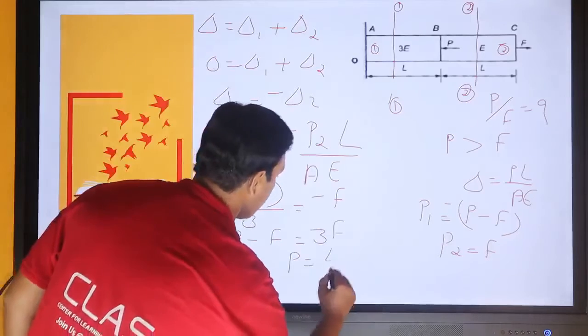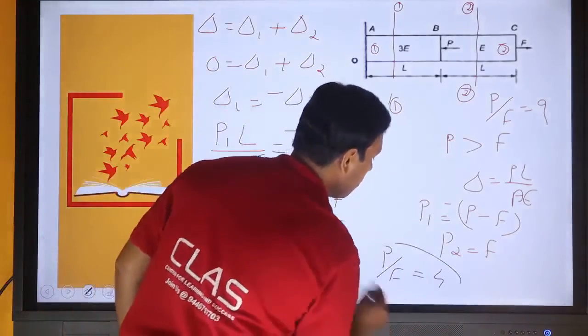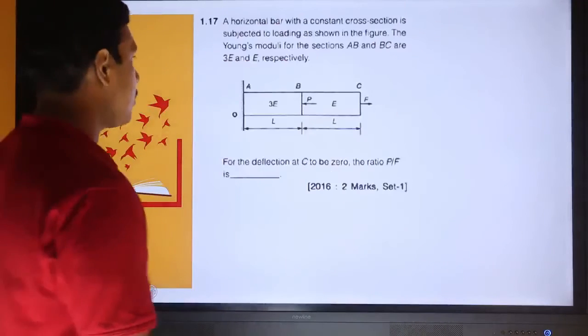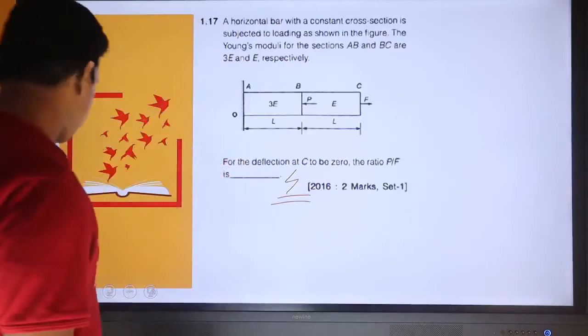P is equal to 4F. Therefore, P by F is equal to 4. That is the correct answer. The ratio of P by F is equal to 4.